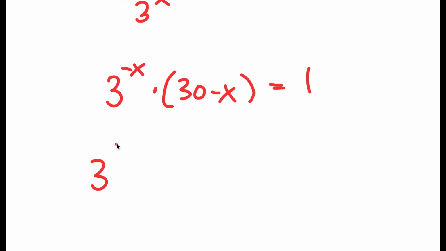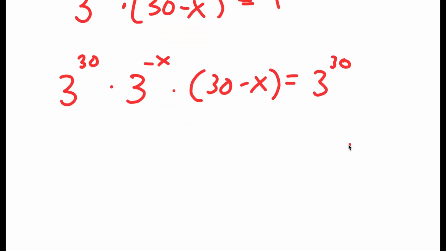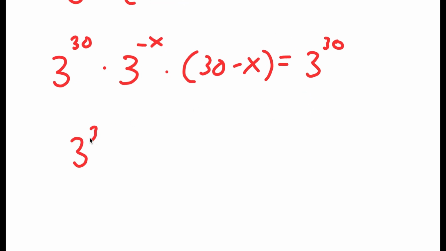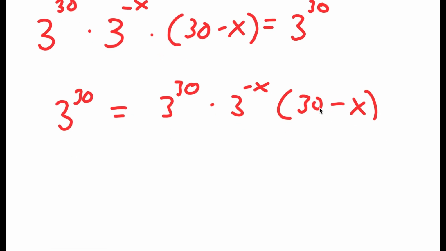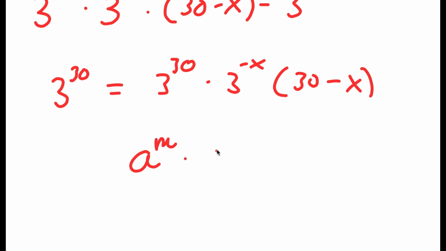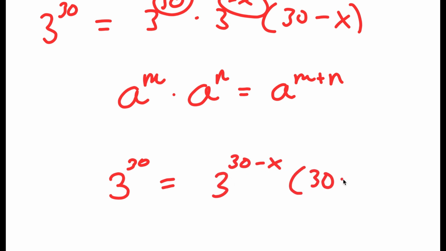From here, I'm going to multiply both sides by 3 to the power of 30. So I have 3 to the power of 30 times 3 to the power of negative x times 30 minus x is equal to 3 to the power of 30. And let me just move 3 to the power of 30 to the left-hand side. So now I have 3 to the power of 30 is equal to 3 to the power of 30 times 3 to the power of negative x times 30 minus x. Now, if I have something in the form a to the power of m times a to the power of n, this is equal to a to the power of m plus n, meaning the 30 and the negative x can add up. So now I get 3 to the power of 30 minus x times 30 minus x.